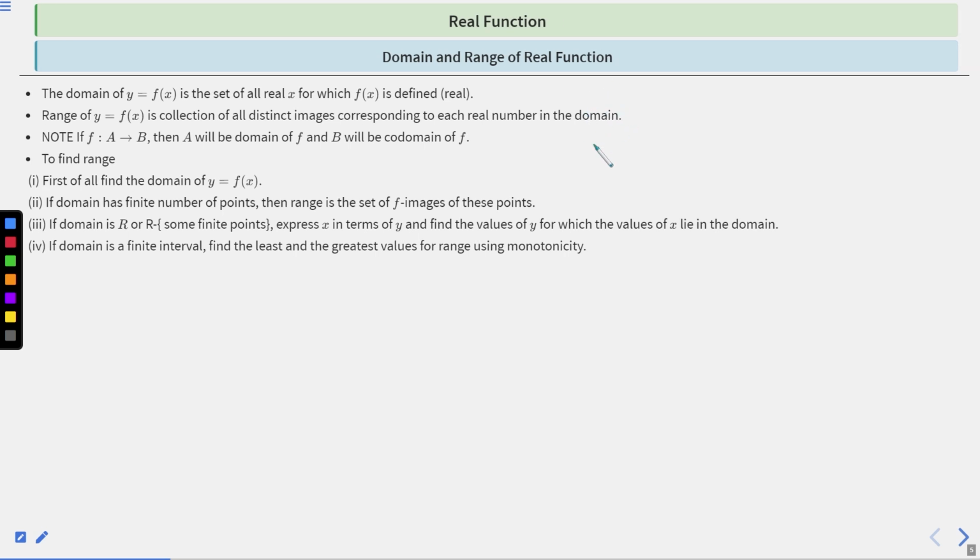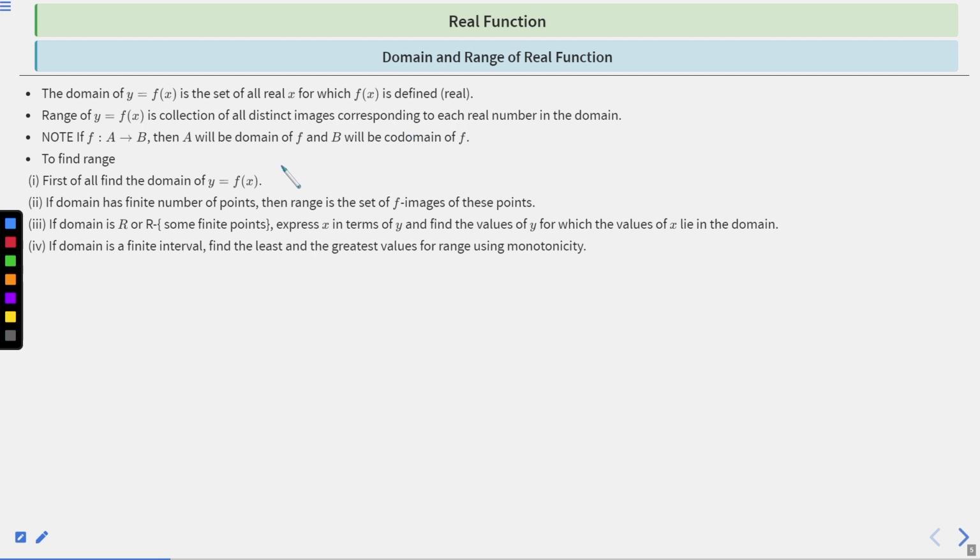Next, we will see the domain and range of a real function. The domain of y = f(x) is the set of all real x for which f(x) is defined or real. Range of y = f(x) is the collection of all distinct images corresponding to each real number in the domain. We can note that if f is a function from A to B, then A will be the domain of f and B will be the codomain of f.